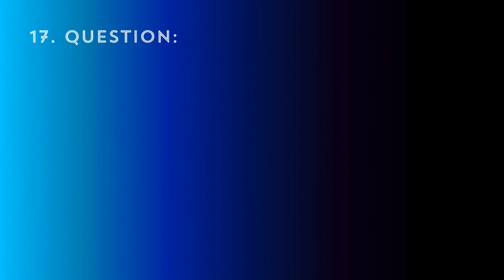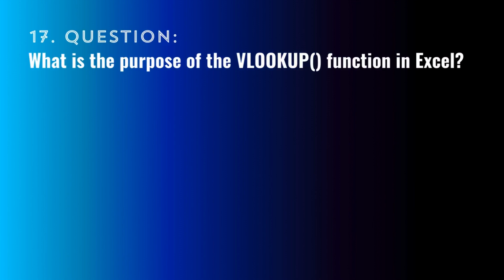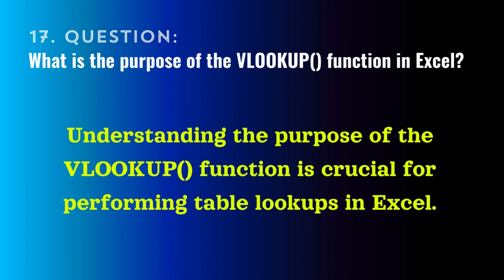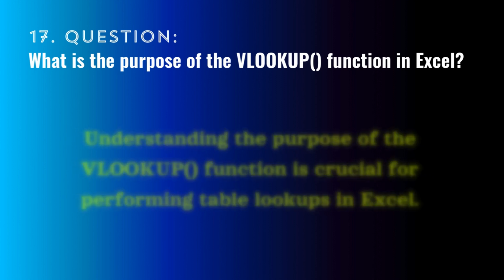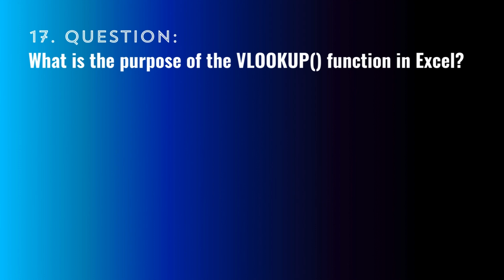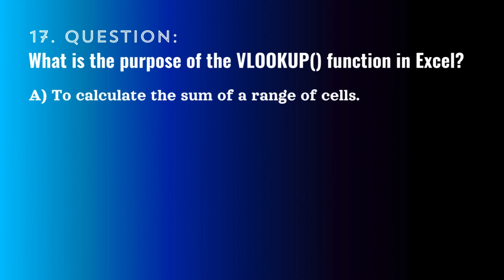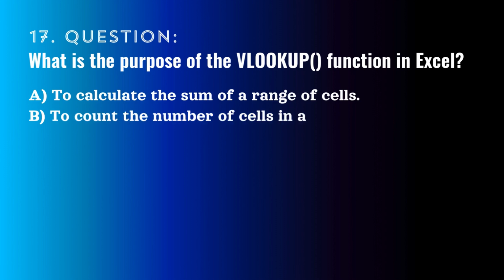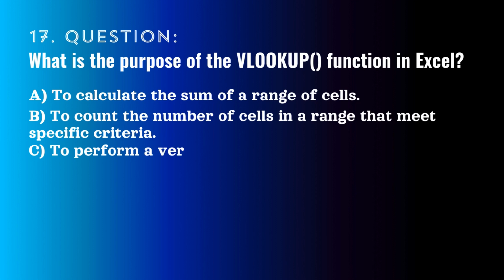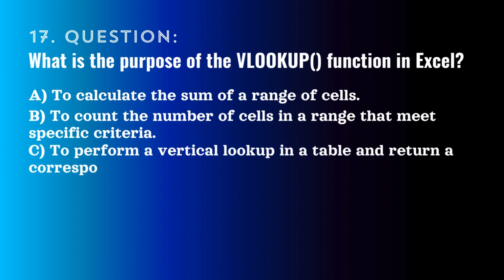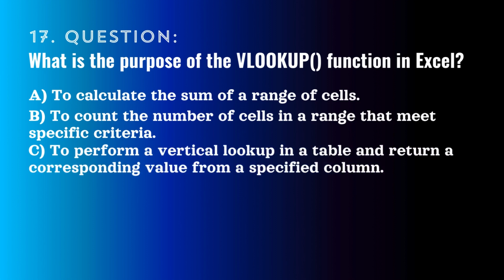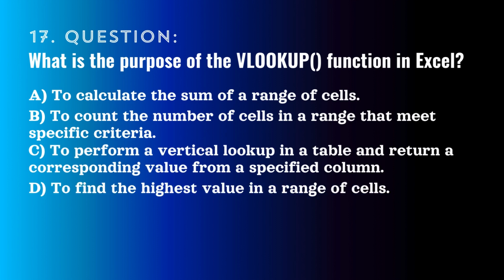Question number 17. What is the purpose of the VLOOKUP function in Excel? Understanding the purpose of the VLOOKUP function is crucial for performing table lookups in Excel. Okay, select the right option. Option A. To calculate the sum of a range of cells. Option B. To count the number of cells in a range that meets specific criteria. Option C. To perform a vertical lookup in a table and return a corresponding value from a specified column. And option D. To find the highest value in a range of cells.